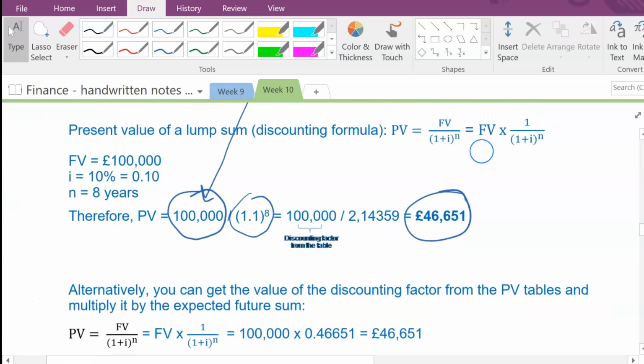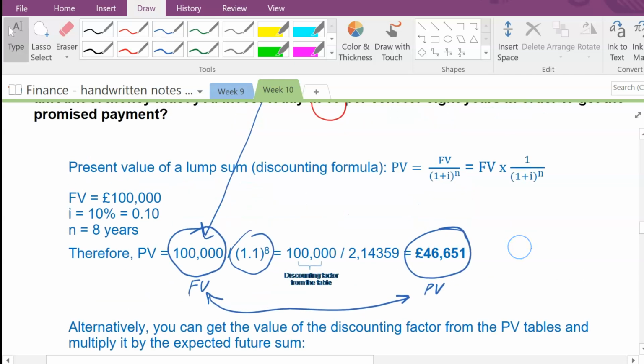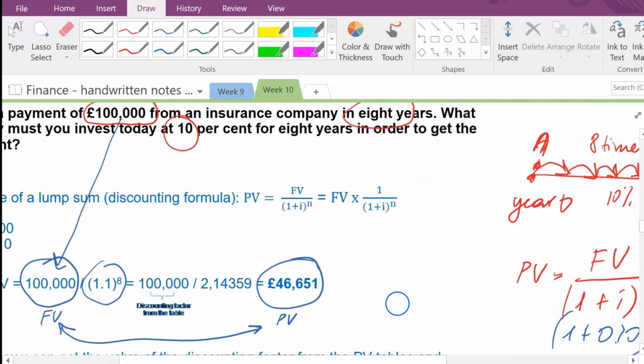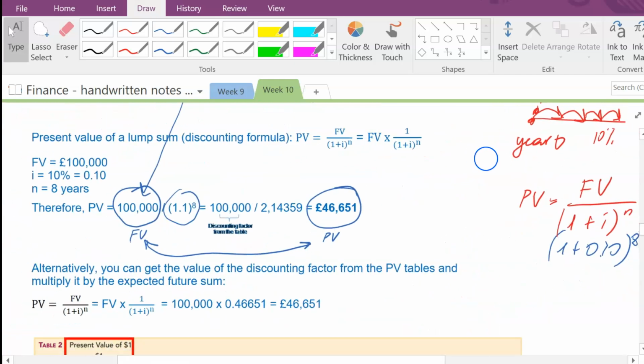Please pay attention. The present value is less than the future value. But it should be like this, because if you invest this smaller sum now, at 10% return for 8 years, your capital will grow. And in 8 years, it will reach exactly £100,000. So it should be smaller. If your result is greater, it means that you've made a mistake. The future value should be greater than present value. Present value is lower than future value.